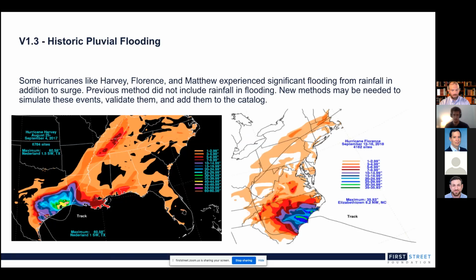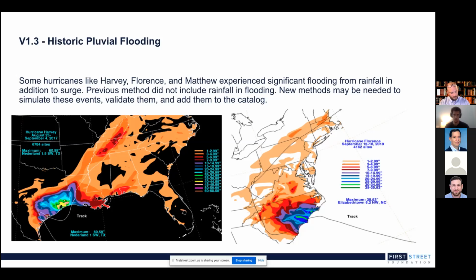One of which is some additional historic events, particularly along the coasts, where we look at hurricanes like Harvey, Florence, and Matthew, where there was a lot of flooding associated with these, but it wasn't necessarily from the surge. Our first round of historic events on the coastal side were explicitly modeling surge, but not precipitation-based flooding. So with Harvey in particular, the surge hit Galveston, the rainfall hit Houston and caused all the flooding in Houston, which is what people think of when they think of Harvey.